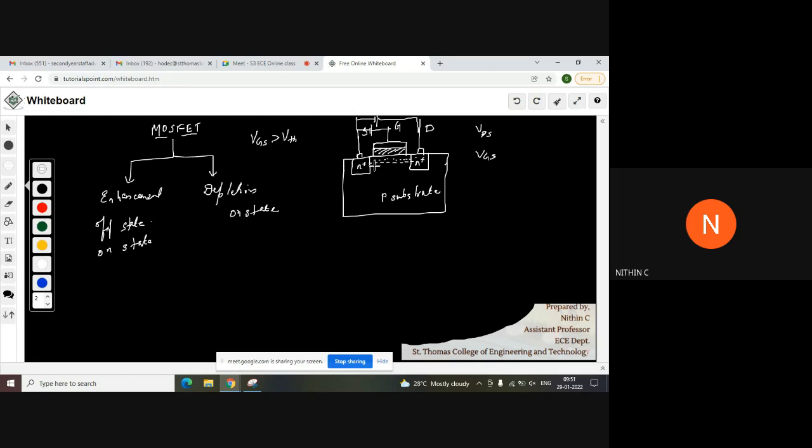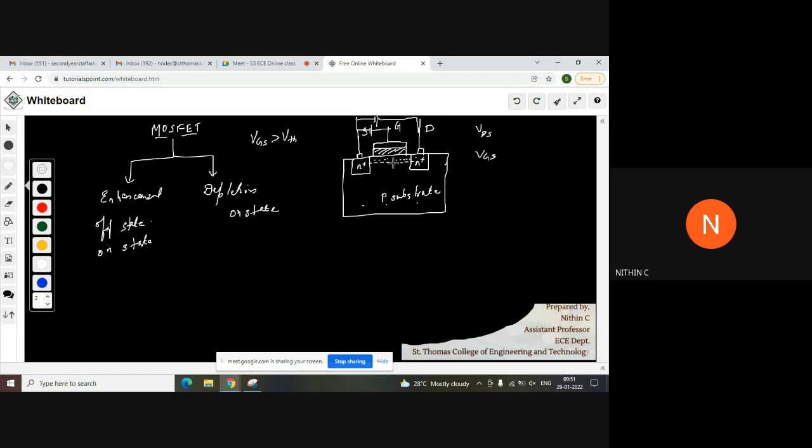If we apply a positive voltage, then the minority carriers, the electrons in the P substrate, will be attracted. In the P substrate, which are the majority carriers? Majority carriers are holes and minority carriers are electrons. When we apply positive voltage over here, these minority carriers will be attracted towards this junction, and thus our channel will form. The minority carriers are electrons, so this is actually a negative layer, an electron layer.